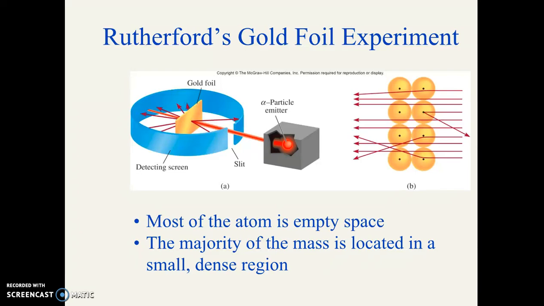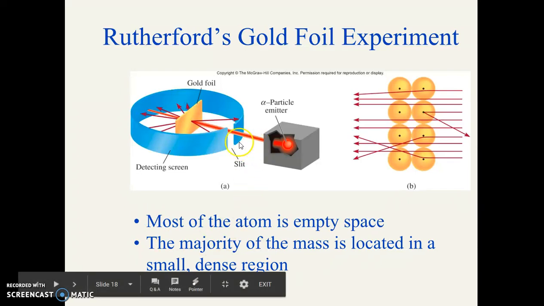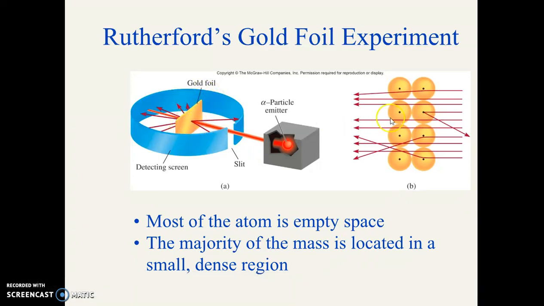Well, Ernest Rutherford did what's called a gold foil experiment, where he took a thin piece of gold foil, a few atoms thick. So here it is, just a couple of atoms thick. And he shot alpha particles at it. So he used this alpha particle emitter, which are the radioactive alpha particles. They are positively charged. So what he did was he shot these positive alpha particles through this gold foil.